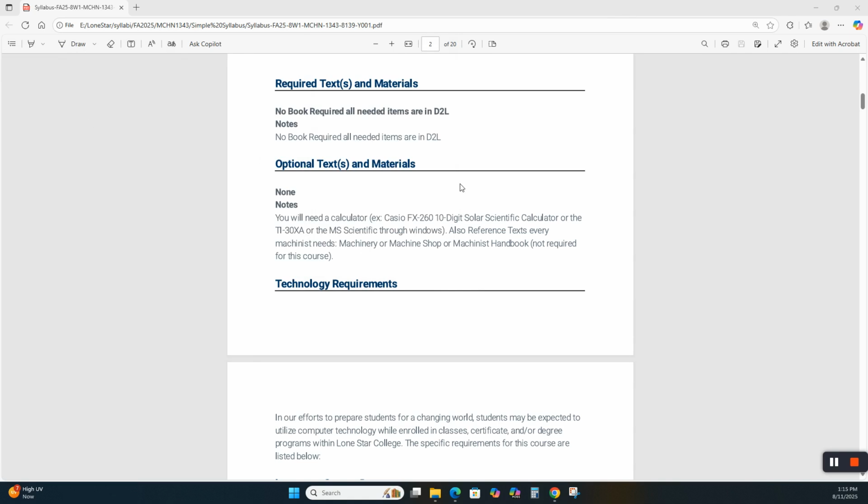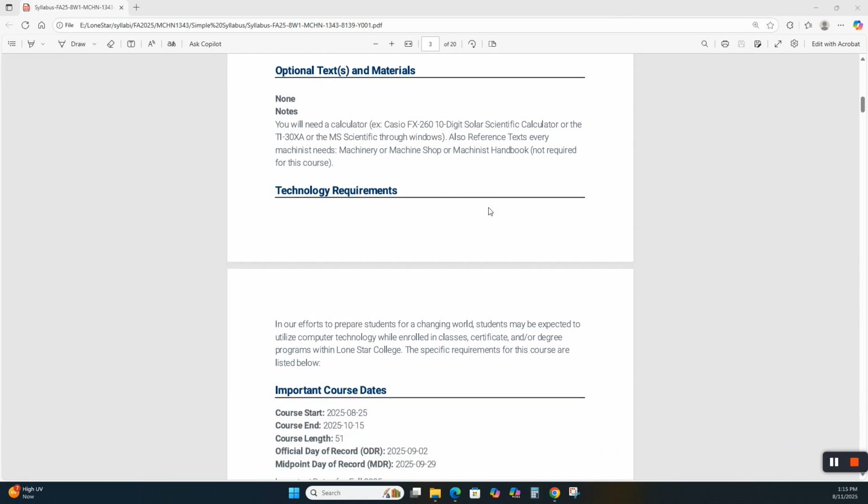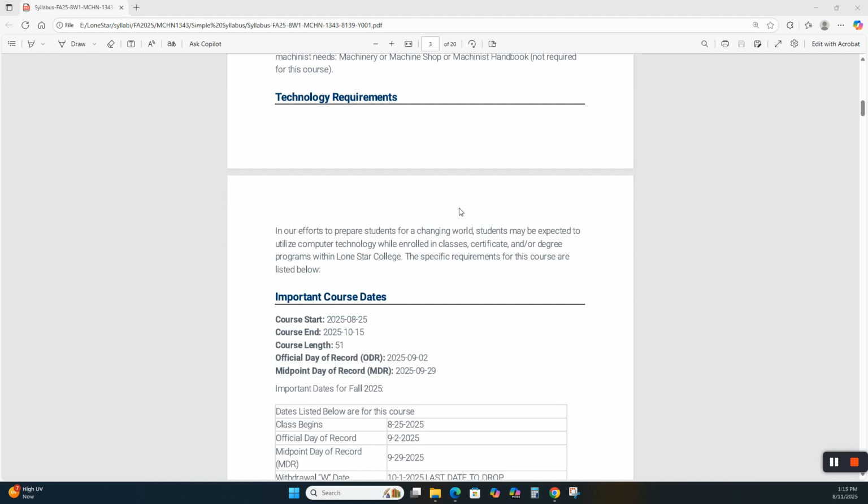All right. Technology requirements. This is a 100% online class. Lone Star expects you to be digitally wired into the world, and you can read this. I'm not going to read it to you. You are expected to use computer technology. If you can't, you need to go take a basic computer course. Drop this course because it's 100% online, and you won't be spoon-fed.